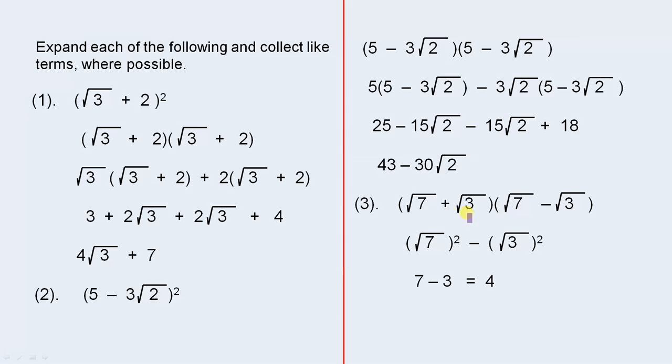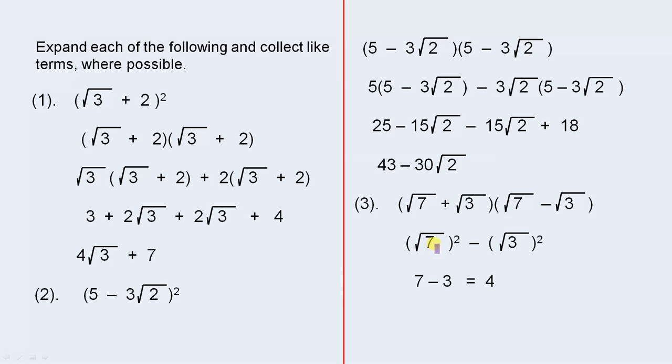And finally, the square root of 7 plus the square root of 3 multiplied by the square root of 7 minus the square root of 3. We remember from previous videos that this is the product of a sum and difference. Okay, so basically the answer here is the square root of 7 squared minus the square root of 3 squared. If you don't see that, just expand that the normal way as we've done here. But that's actually the short way of doing it.